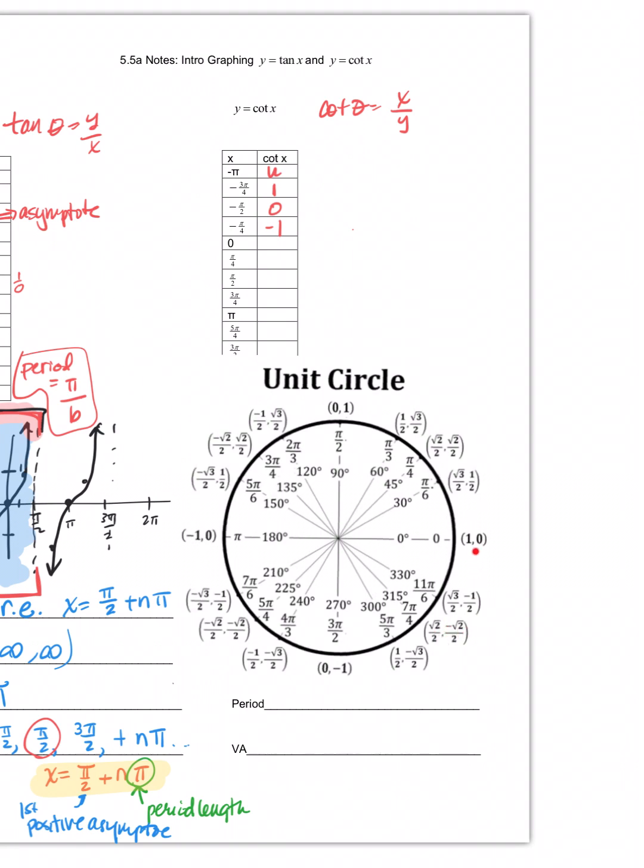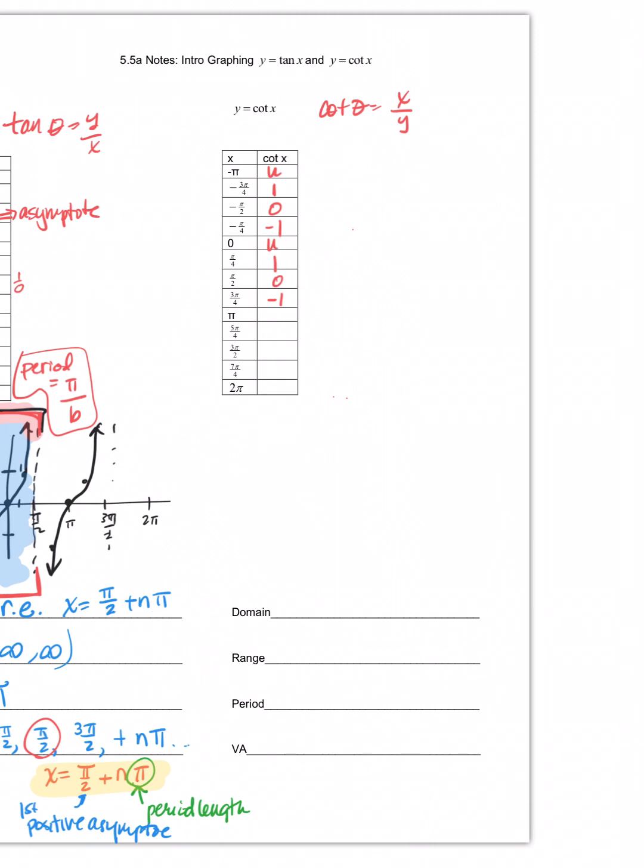Okay. Then at 0, x over y would be undefined. Pi over 4, 1. Pi over 2, x over y would be a 0. Negative 1. Do we see a pattern emerging here? Do we need our unit circle anymore? No. Let's just finish the table using our pattern. What goes next? Undefined, 1, 0, negative 1, undefined. Don't we like patterns here?